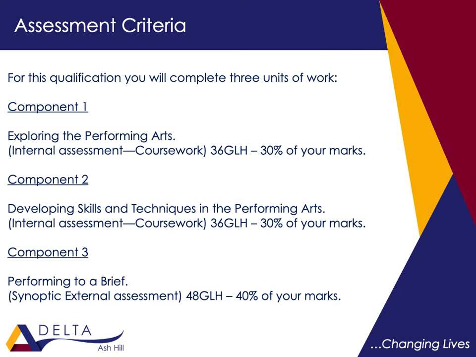How will I be assessed? So, in this qualification, there are 3 components that you're going to be working on. You've got component 1, component 2, and component 3. Component 1 and 2 are very similar in terms of them both being coursework, which create 30% of your marks. There are 36 guided learning hours, which is an internal assessment. This provides you with plenty of time to complete your coursework, which is then marked by the teachers within school and then is externally verified by the BTEC assessors.